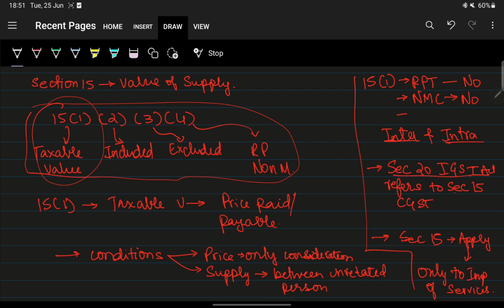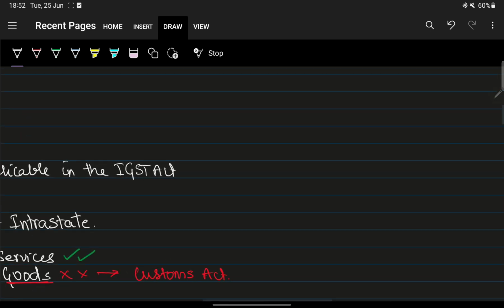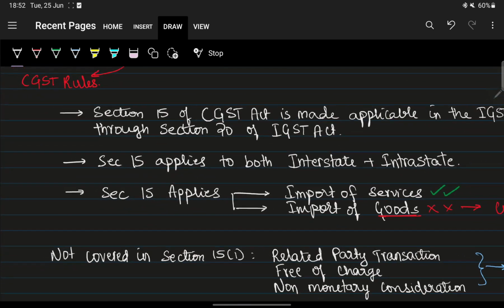Does it apply to a transaction that is transacted free of charge, where there is no consideration? Does section 15.1 apply to free of charge transactions? No. Basically this is the recap of section 15.1. Let's move on.